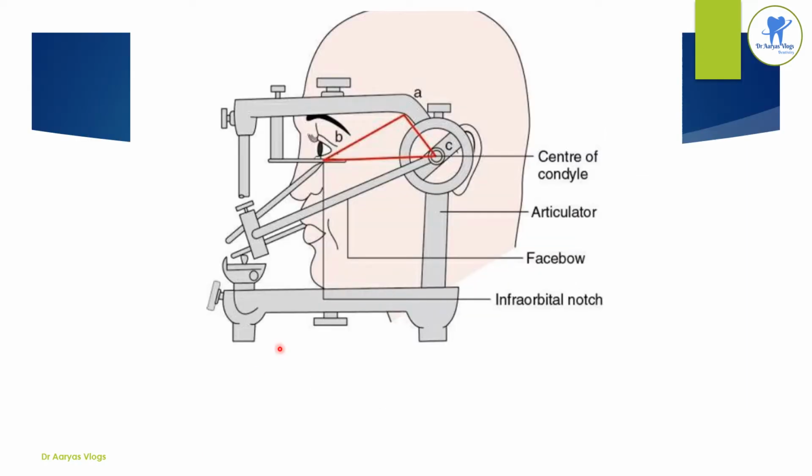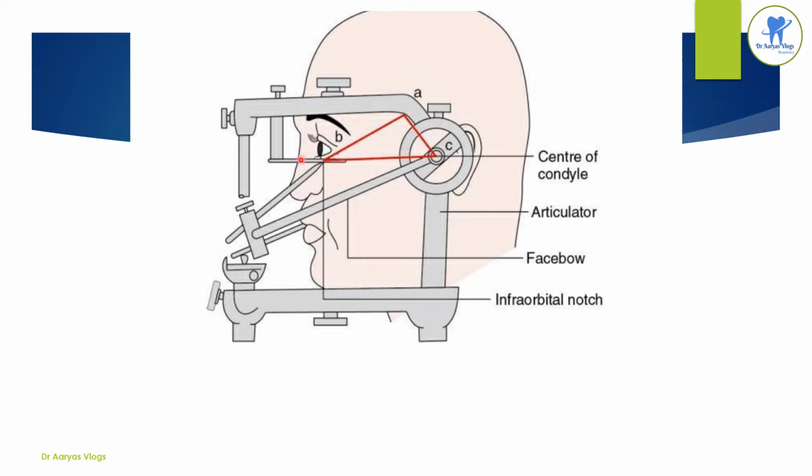Here the picture shows the face bow, which is used to determine the inclination of the maxilla by forming a plane using the center of the two condyles on both sides as posterior references, and the infraorbital notch as the anterior reference. So this is the triangle, with A, B and C. C is the infraorbital notch, the anterior point of reference, and A and B are the centers of the condyles. Hence the center of condylar rotation is determined and the same is transferred to the articulator.